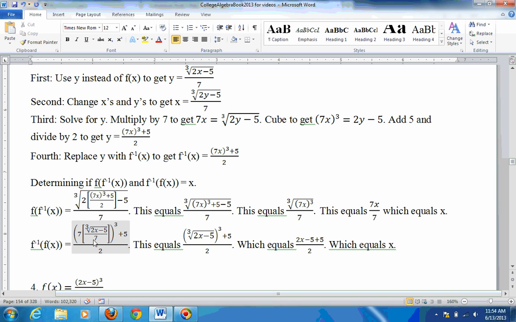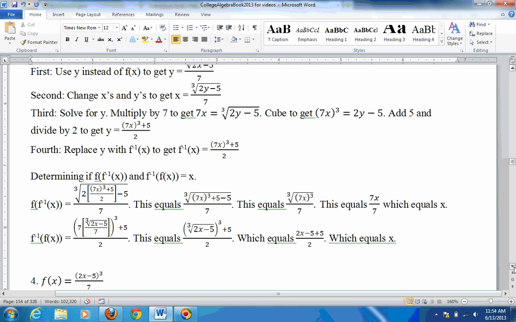This 7 gets canceled out with that 7. So now you're left with this right here. The cube root and the cube cancel out, so you're just left with 2x minus 5 plus 5 over 2. Minus 5 plus 5 is 0, and 2x over 2, the 2's cancel out, so you're just left with x.